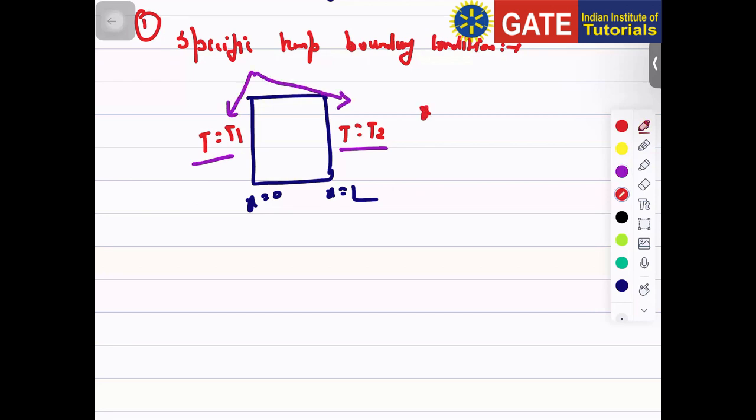So here, at x equals 0, temperature T equals T1, and at x equals L, temperature T equals T2. So this is your boundary condition, and this is called the specific, fixed temperature boundary condition.